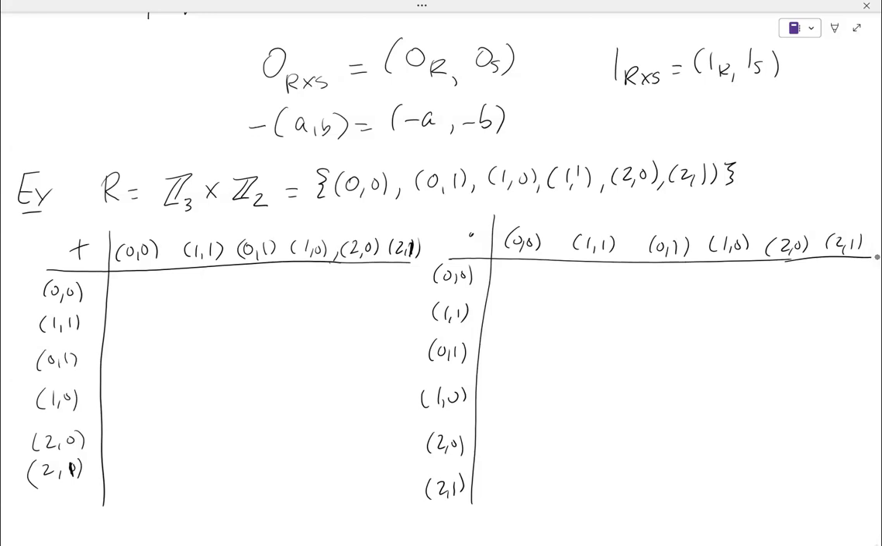Let's fill in the table. Well, you already told me that the additive identity is 0, 0. So I can fill in the first row and the first column here pretty quickly. Now we're doing addition in the first case. What do you get when you take 1, 1 and add it to itself?